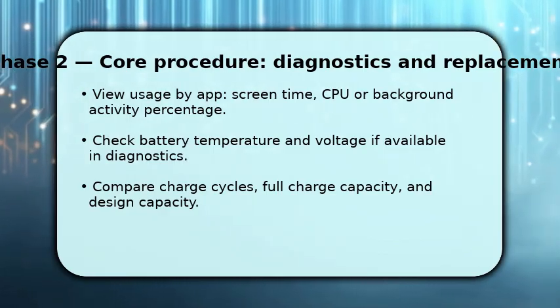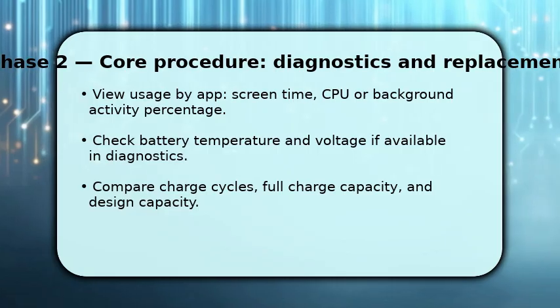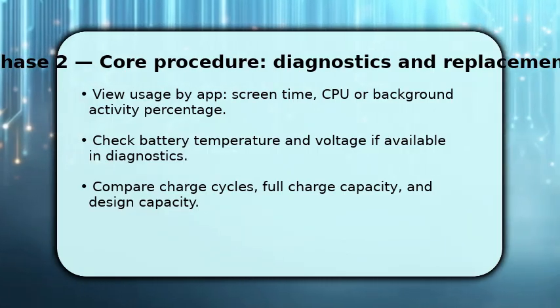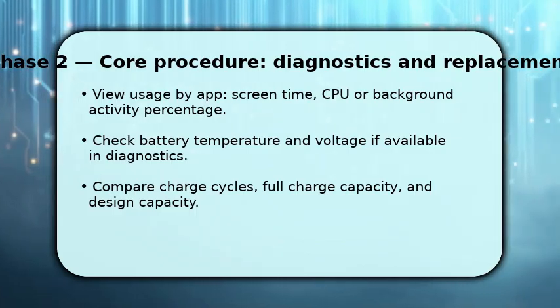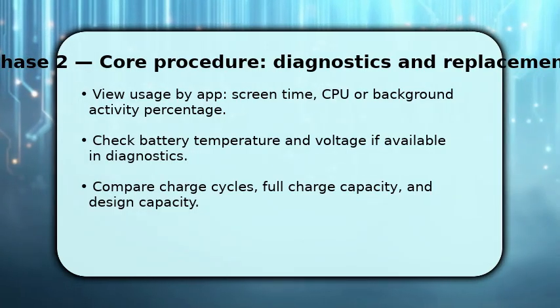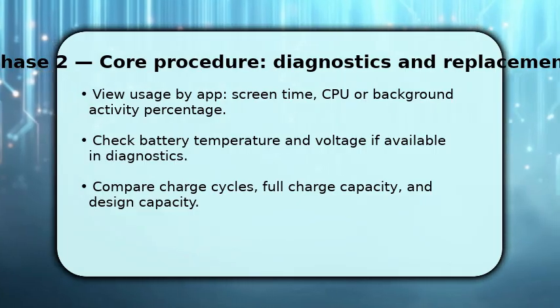You open app usage to see which apps consume the most power and note their percentages. This explains quick drains. Then, inspect temperature and voltage because heat shortens battery life and odd voltages signal faults.